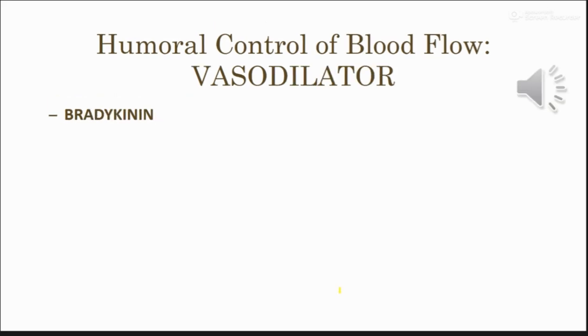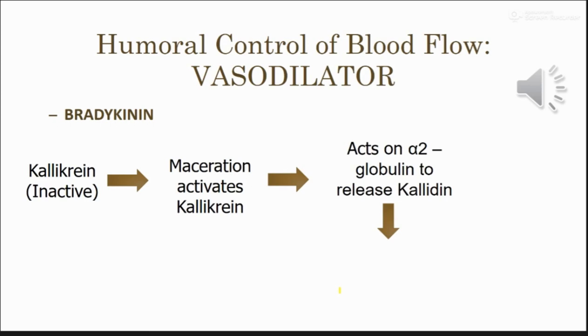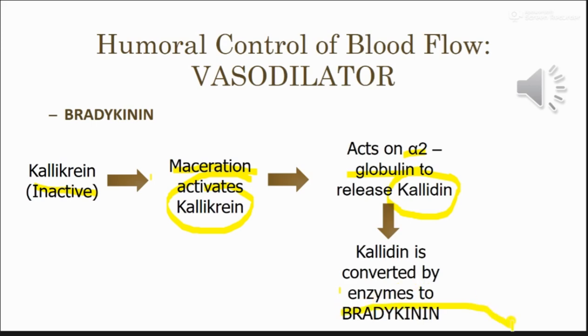Another vasodilator hormone is your bradykinin. This is cool. Kallikrein is a proteolytic enzyme present in tissue and blood in its inactive form. If there is, for example, inflammation of the tissue, or anything that has chemical or physical effects on your blood or tissue, it will activate your kallikrein. Once activated, it acts immediately on alpha-2 globulin to release kallidin. Kallidin is then converted by tissue enzymes to bradykinin. Bradykinin is the major vasodilator, and its effect is mostly on your beta receptors.